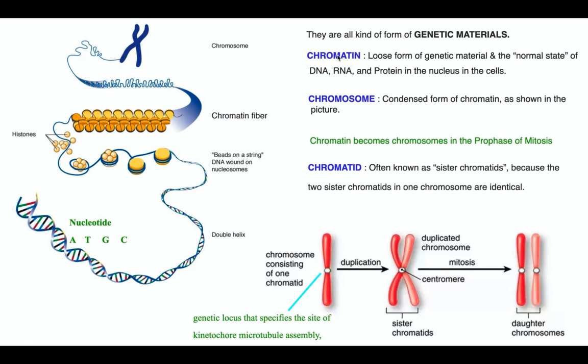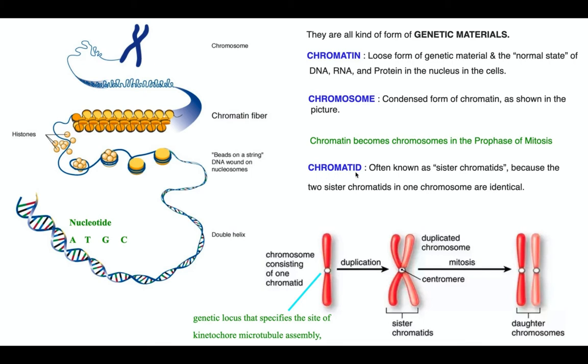So chromatin is the loose form of genetic material, the normal state of DNA. But a chromosome is the condensed form of chromatin. And chromatin becomes chromosomes in the prophase of mitosis. That is very important. They become condensed while prophase goes on.